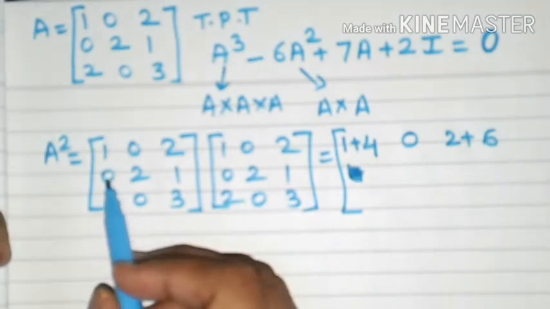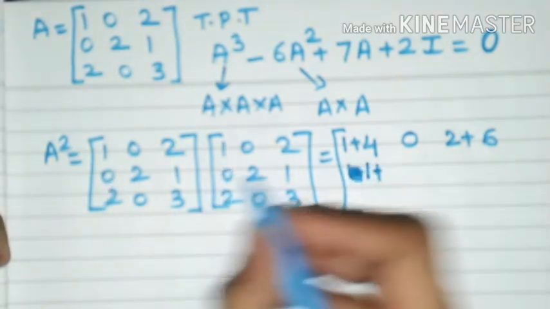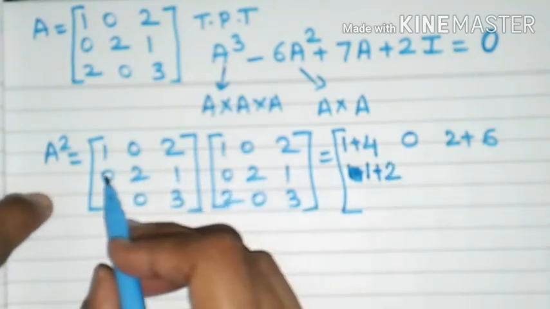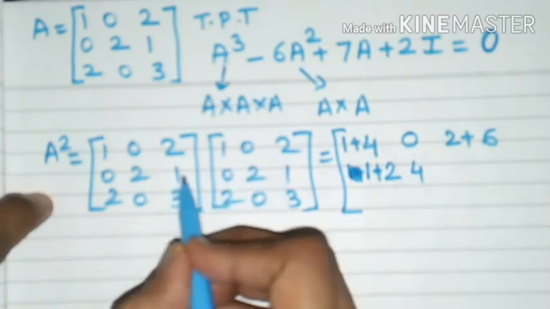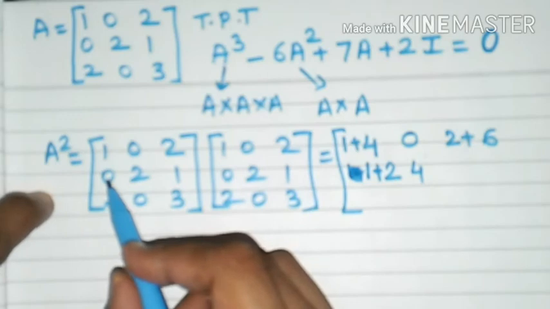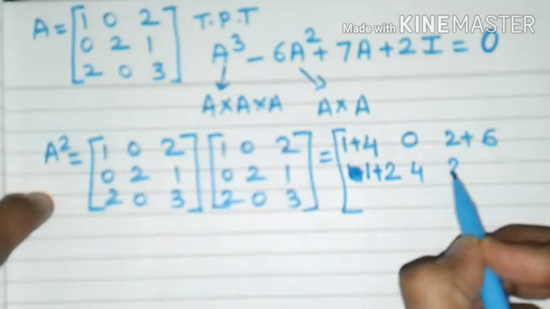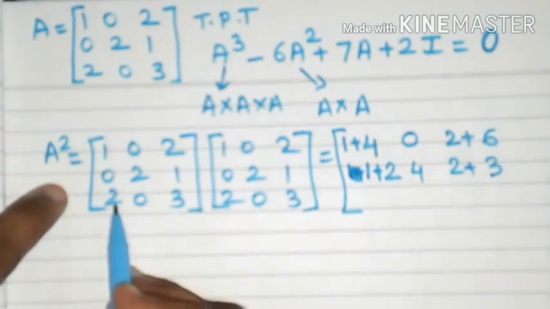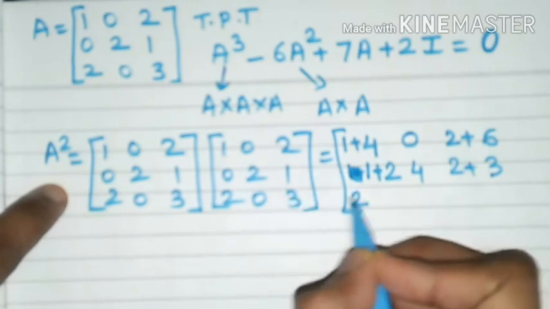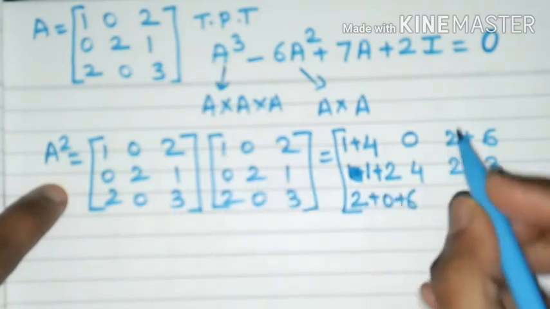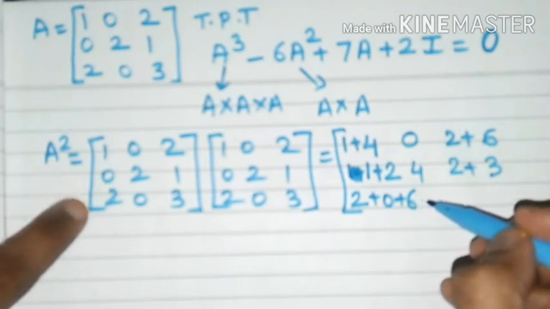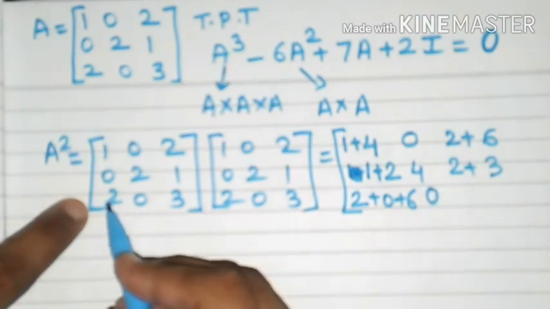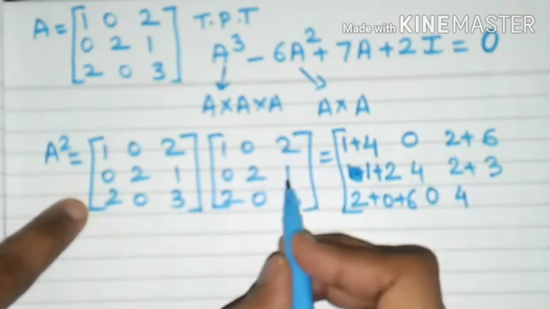So the second row first column will be 0 multiplied by 1, which is 0, plus 2 multiplied by 0, which is 0, plus 1 into 2, 2. Second row second column, this is 0, 2 2s are 4, plus 1 into 0, again 0. Second row third column will be again 0, plus 2, plus 1 into 3, which is 3. Now this is the second row completed. Now let's go to the third row. Now this will be 2 into 1, which is 2, plus 0, plus 6. Then the third row second column will be, this is 0, 0, 0. So all the entries are 0. Now the third row third column will be 4. This will be 0 plus 9.